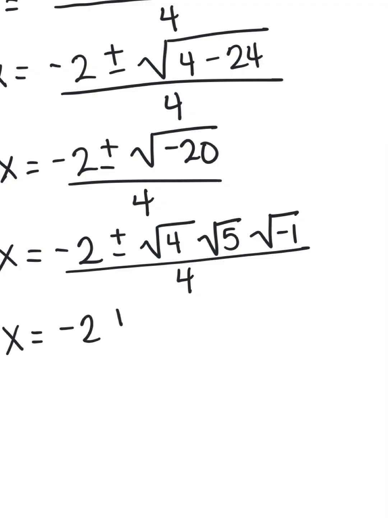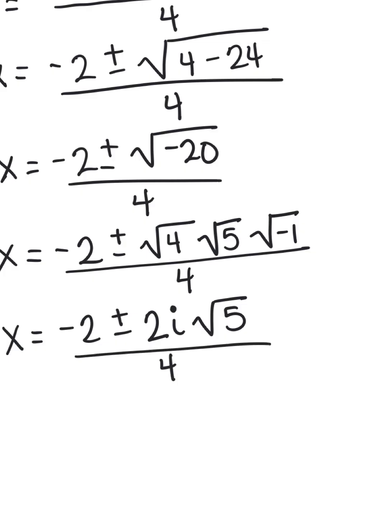So we know that the square root of 4 is the number 2. And then I'm going to go ahead and use that square root of -1 because that makes an i right here. And then I have the square root of 5. And that is divided by 4.